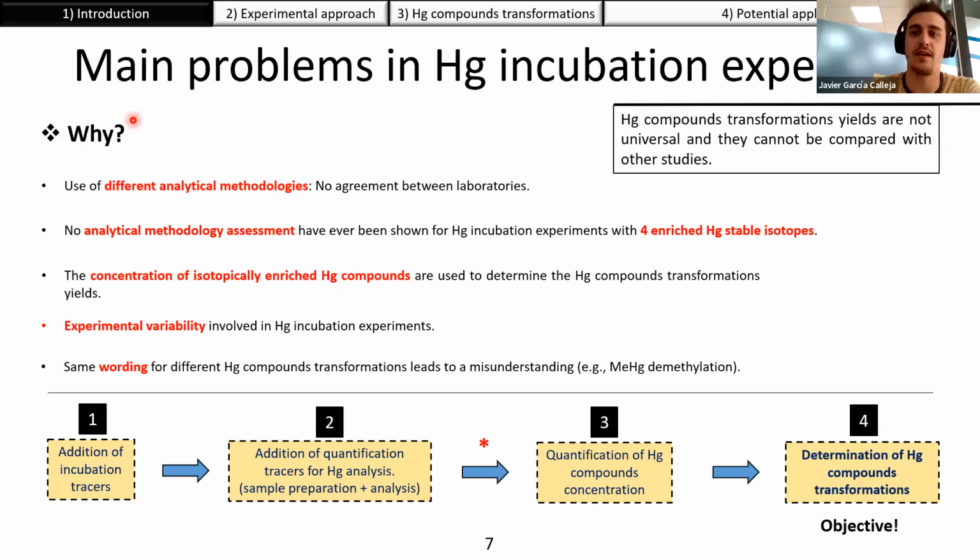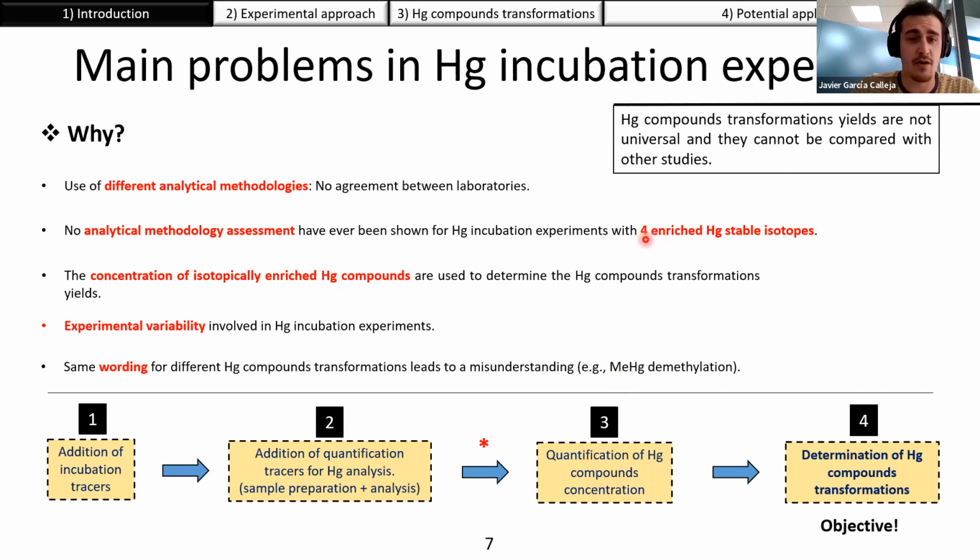Why do we have these problems? Why are these transformation yields not comparable? There is no agreement between laboratories. They use different analytical methodologies. Also, in the literature review that I carried out during my PhD, I didn't observe any analytical methodology assessment for the mercury incubation experiment with four enriched mercury stable isotopes. And this is important because we have to better clarify the mathematical approaches and the analytical methodology used to determine these concentrations.